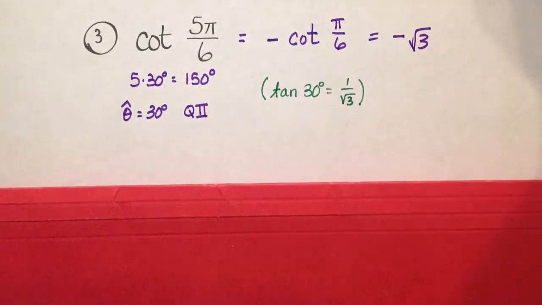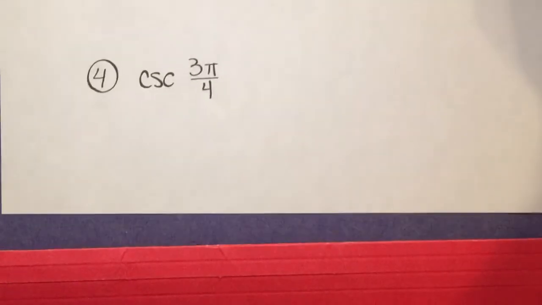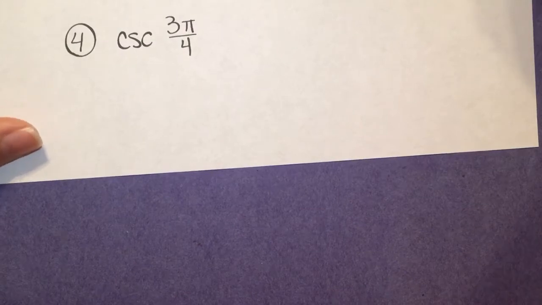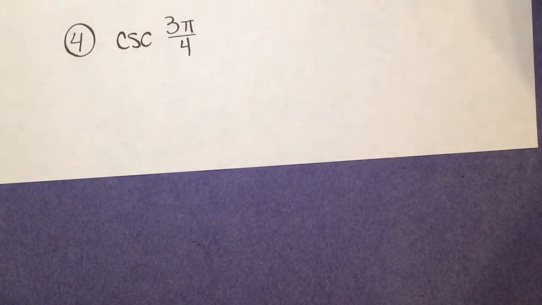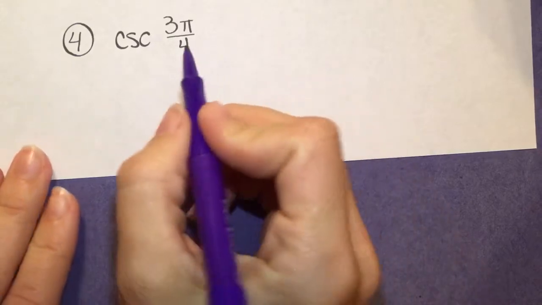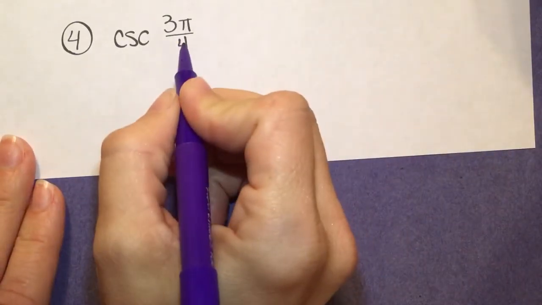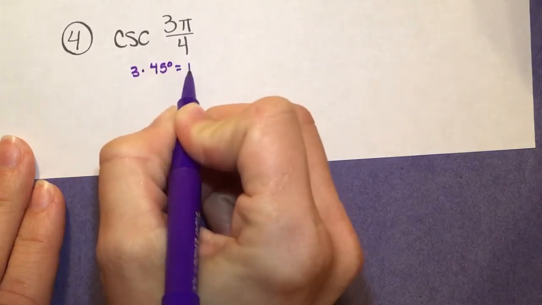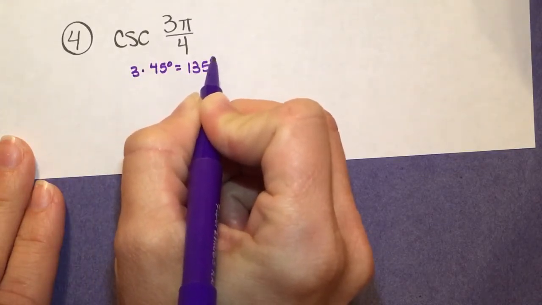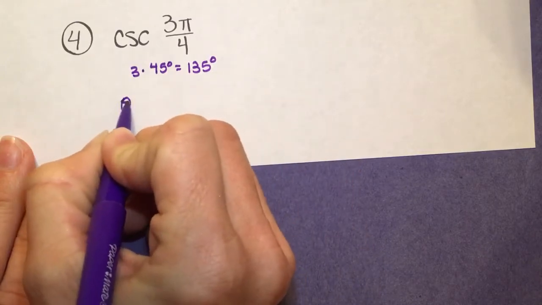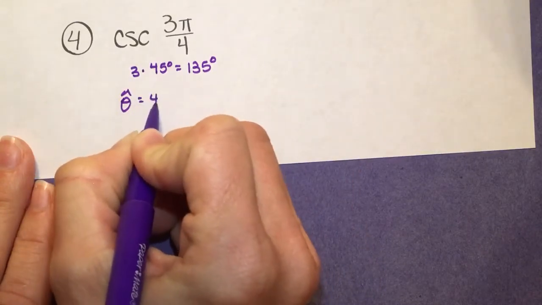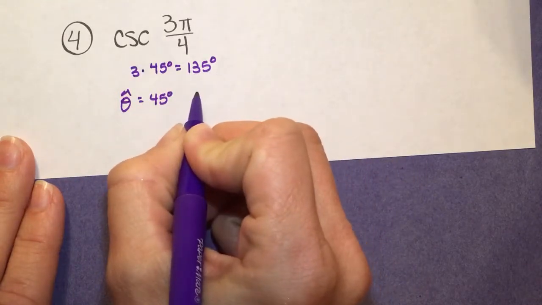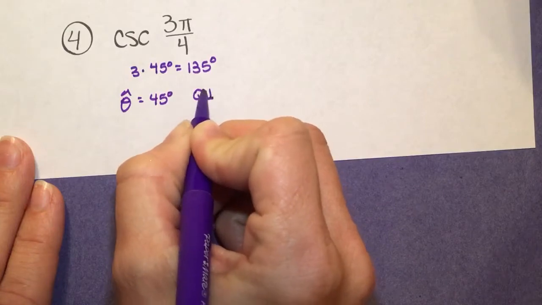Okay, let's look at one more of these. Okay, so this time I have cosecant of 3 pi over 4. Okay, so I see that I have pi over 4 in here, which is 45. So 3 times 45 is going to give me 135 degrees. Okay, so my reference angle, again, is 45, or pi over 4. But 135 degrees is in the second quadrant.